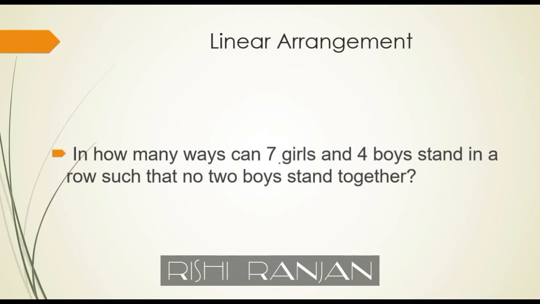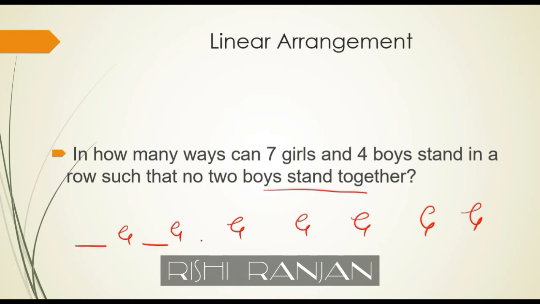Let's see. No two boys together. Let me start with the girls. 7 girls. 1, 2, 3, 4, 5, 6, and 7 girls. After putting the girls here, I have to check how many positions for the boys. Let me check. 1, 2, 3, 4, 5, 6, 7, 8. 8 positions for the boys. Keep in mind, it is always one more than the girls. 7 girls, so 7 plus 1, 8 positions.